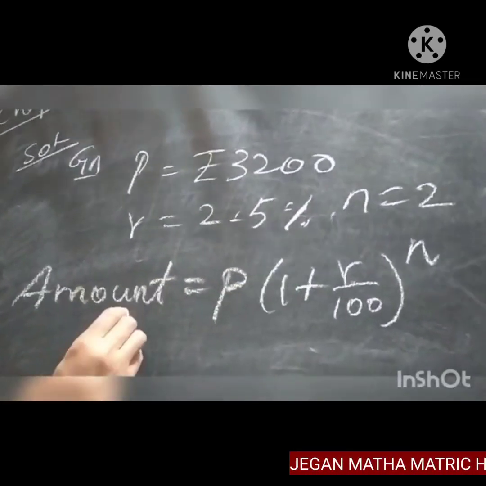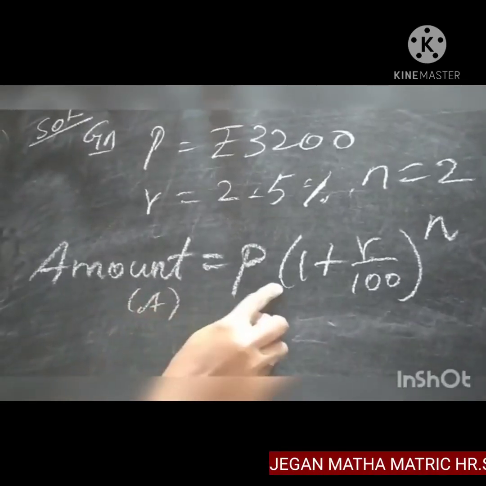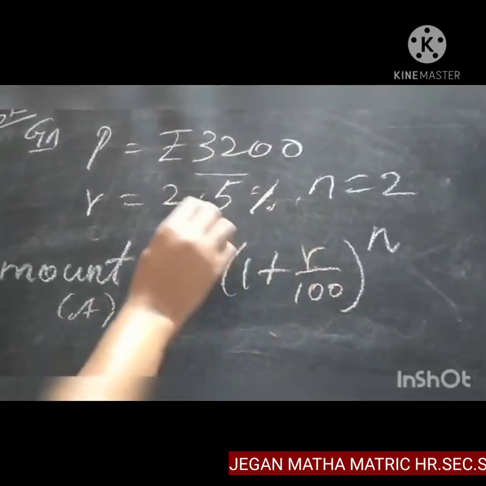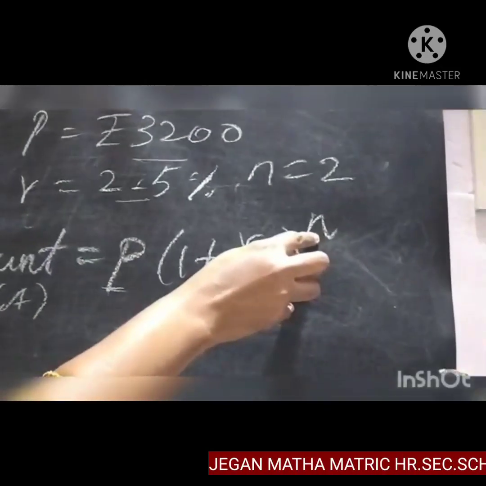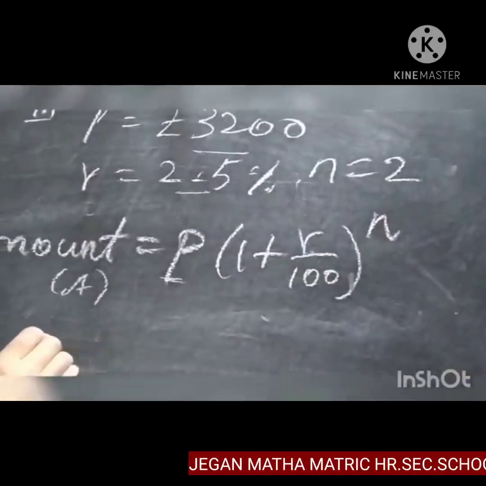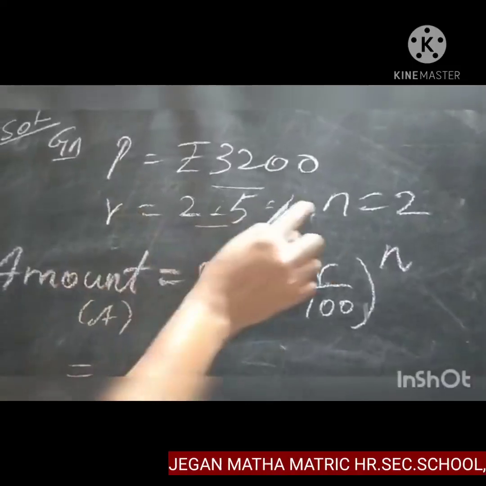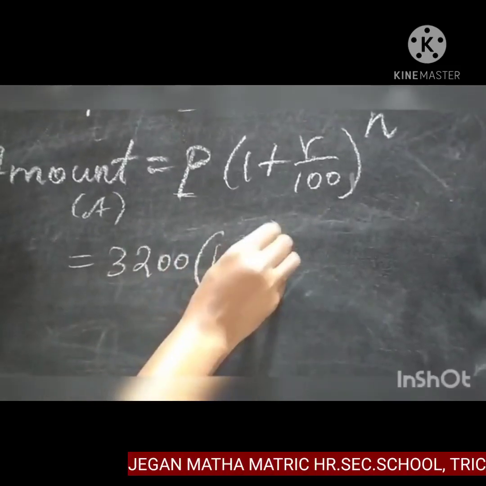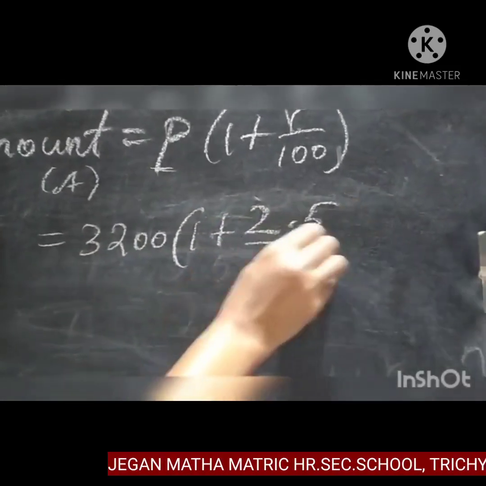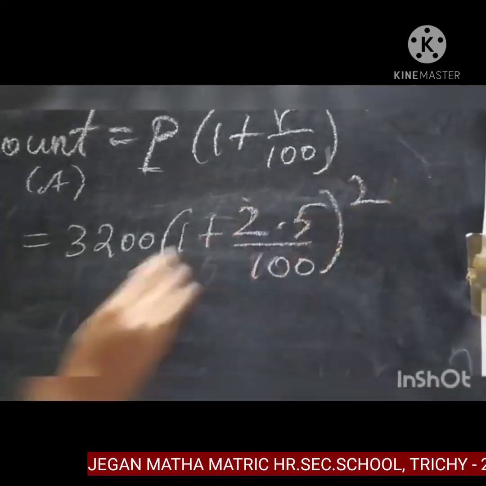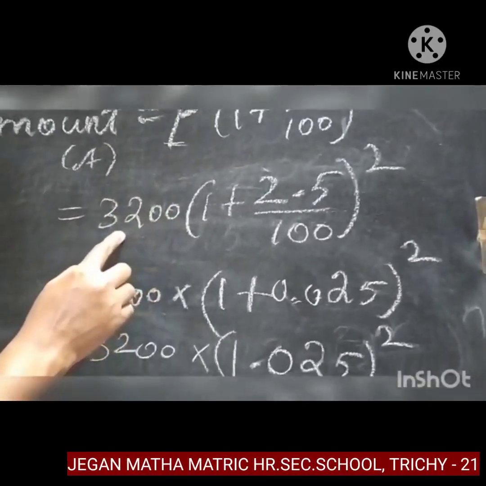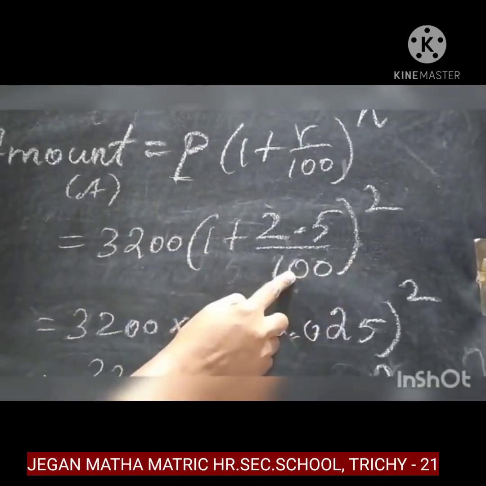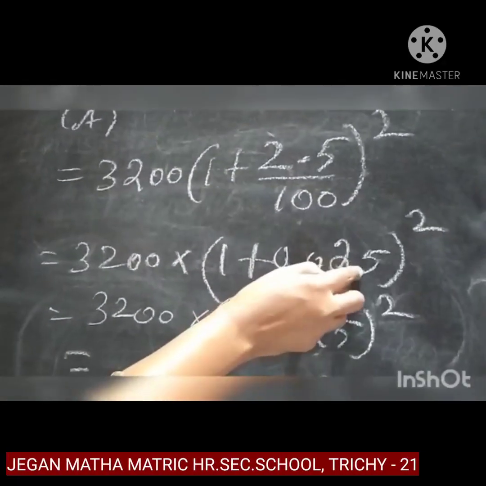So first you have to find the amount A. The formula is A equals P into 1 plus R by 100, the whole power n. P means principal amount, R is the rate of interest, and n is the power, the number of years. So you have to apply the values of P, R and n: 3200 into 1 plus 2.5 by 100, the whole power 2. Dividing 2.5 by 100 gives 0.025, the whole square.